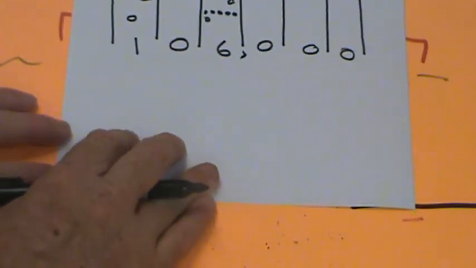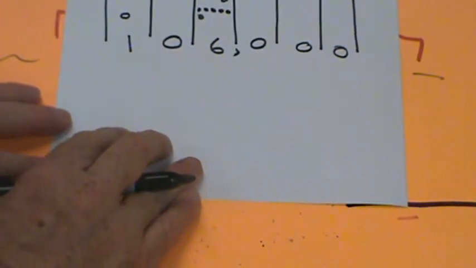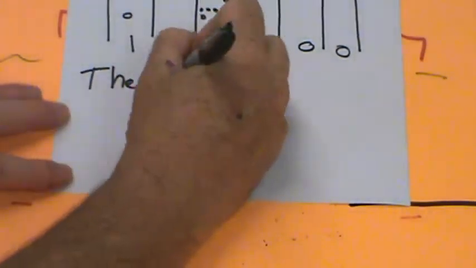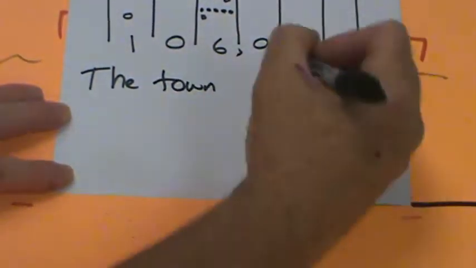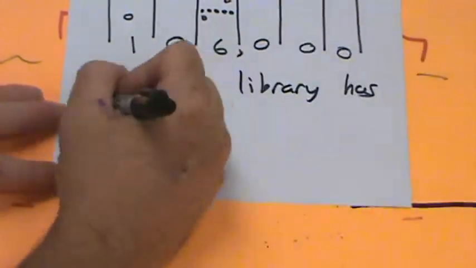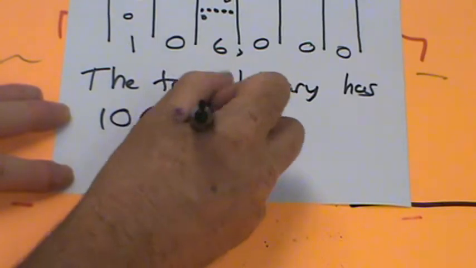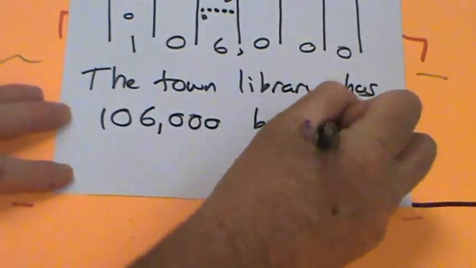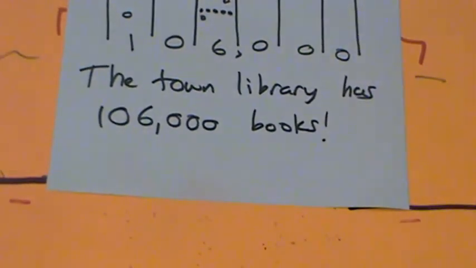Time to write. The town library has 106,000 books. I'm going to put an exclamation point up there because that's a lot of books.